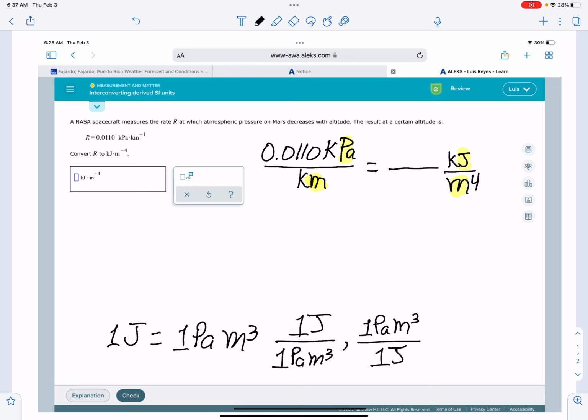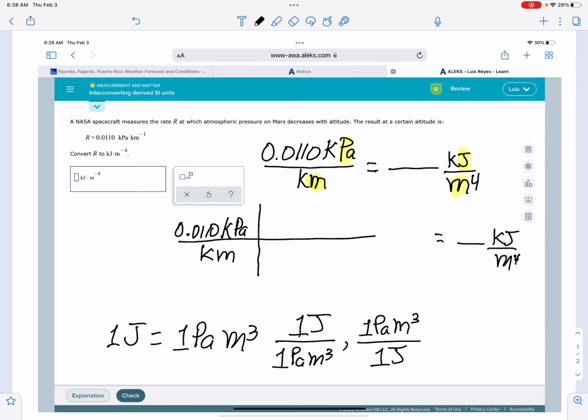So what we're gonna do is our train track, and we're gonna say 0.0110 kilopascals over kilometers. What do we have to multiply that by? That will give us kilojoules over meters cubed. So we don't want the pascals, right?